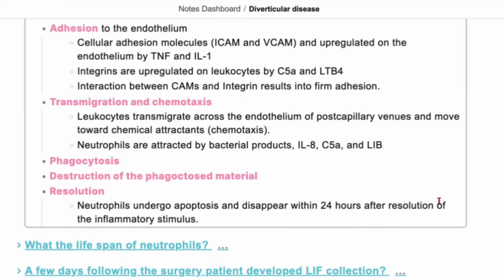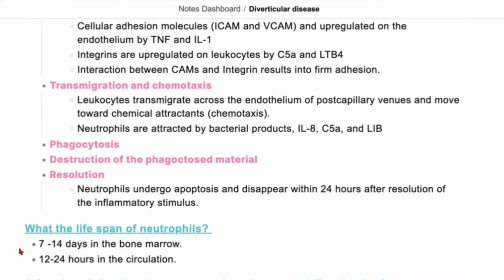What is the lifespan of neutrophils? The lifespan of a neutrophil is 5 to 7 days. It's about 7 to 14 days in the bone marrow and 12 to 24 hours in the circulation. All right, so this question, there was a lot of fuss about it because everyone who said 7 to 14 days and stopped there didn't get the mark. All right, so you want to be very specific. In the bone marrow, it's 7 to 14 days, and in the circulation is 12 to 24 hours.